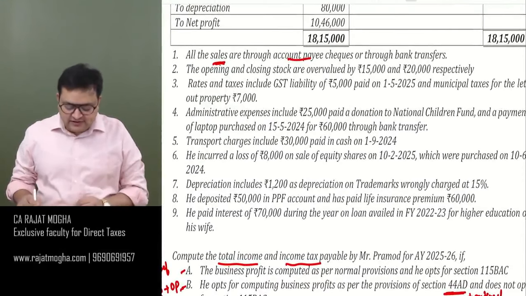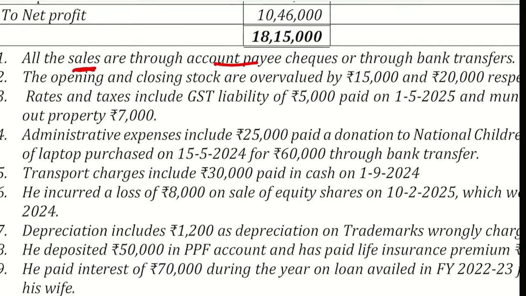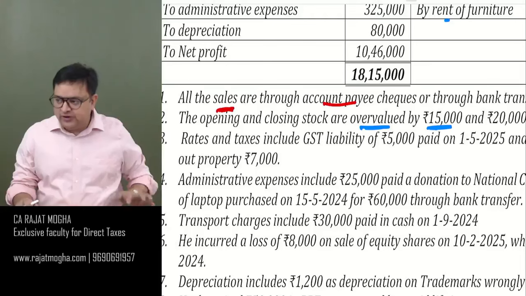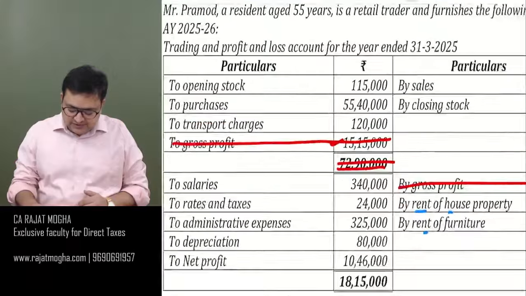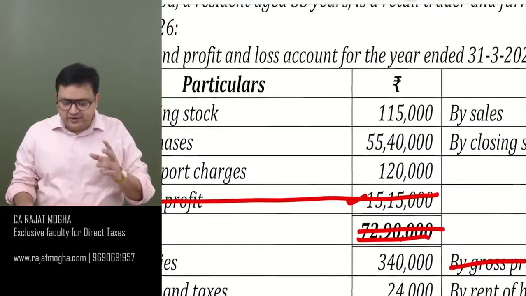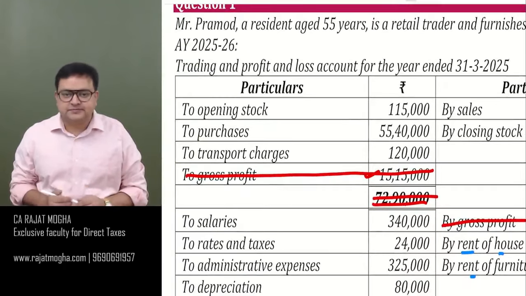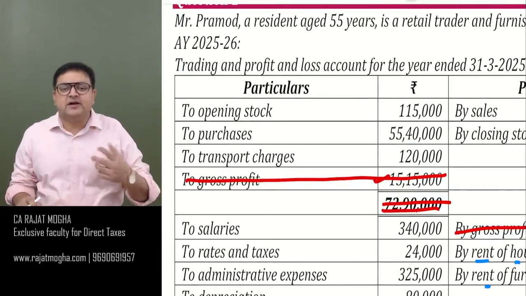First point says all sales are through account payee cheque. Good enough. Second point says the opening and closing stock are overvalued by 15,000 and 20,000 respectively. Look at it one by one, not together. Opening stock is overvalued by 15,000. So this is overvalued. Tell me the correct amount, guys. Tell me the correct amount of opening stock. They are saying the opening stock is overvalued by 15,000. So please tell me what should have been the correct amount.